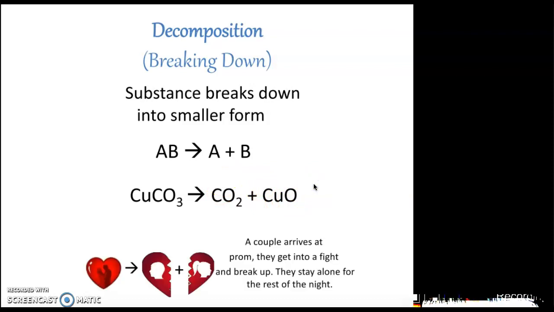So for the prom analogy, you'd have a couple arrives at prom, but then at prom they get into a fight and break up and they stay alone for the rest of the night. So that would be decomposition.